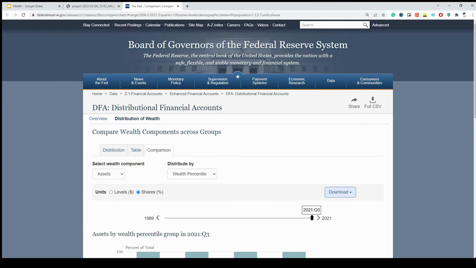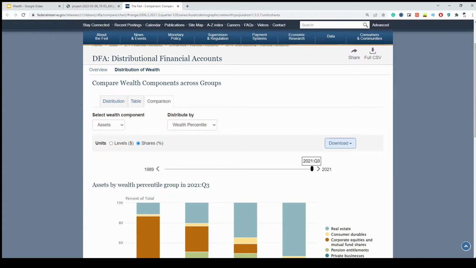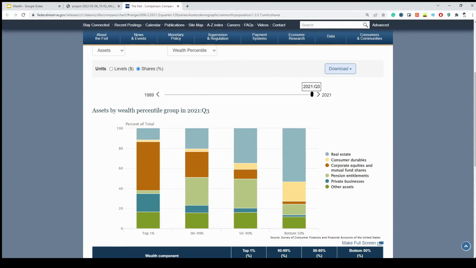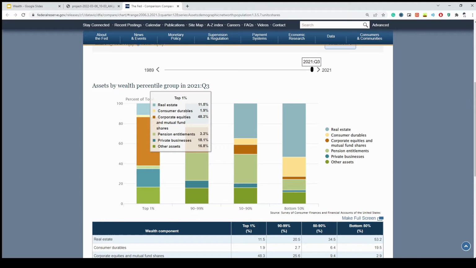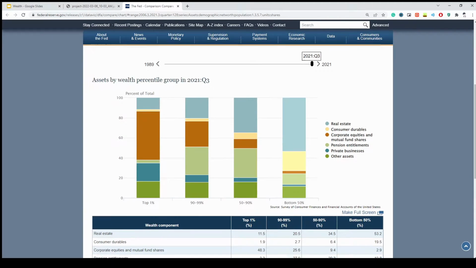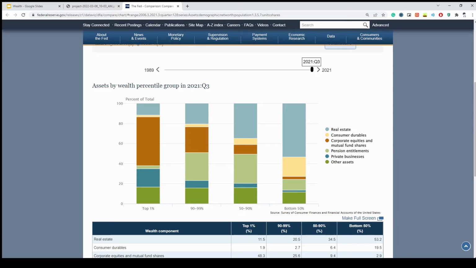So right now, we're looking at a Federal Reserve data sheet, assets by wealth percentile group in 2021 Q3. This is the latest results, and I'll make sure to leave this link in the description for you guys to look at. But feel free to pause the video right now to make some observations about these different groups. This is the top 1%, this is the upper 9%, this is the 50 to 90% middle, and this is the bottom 50%. What do you guys see?